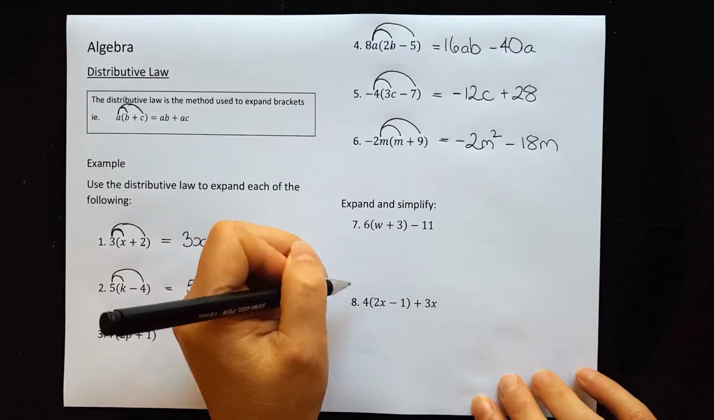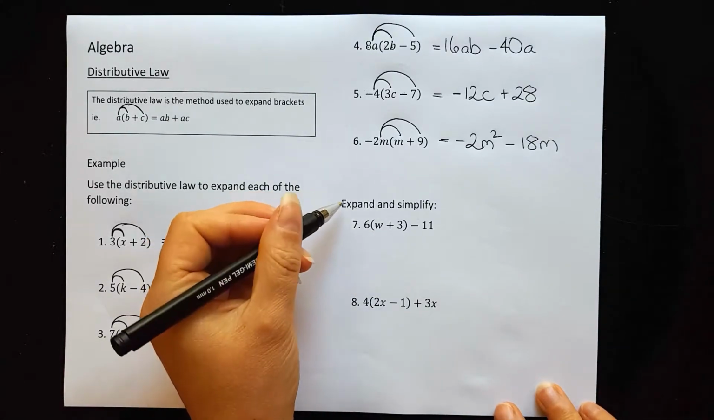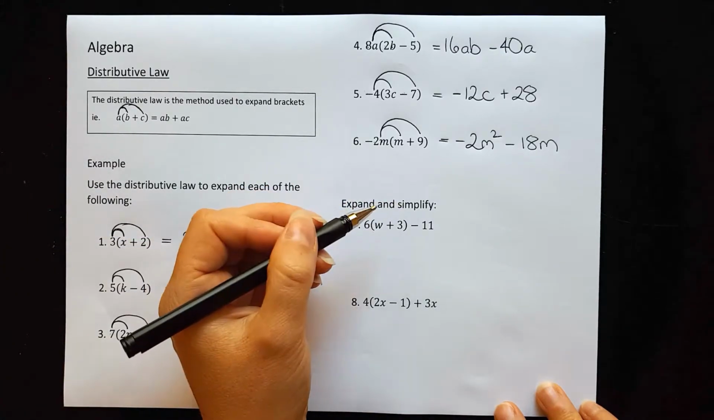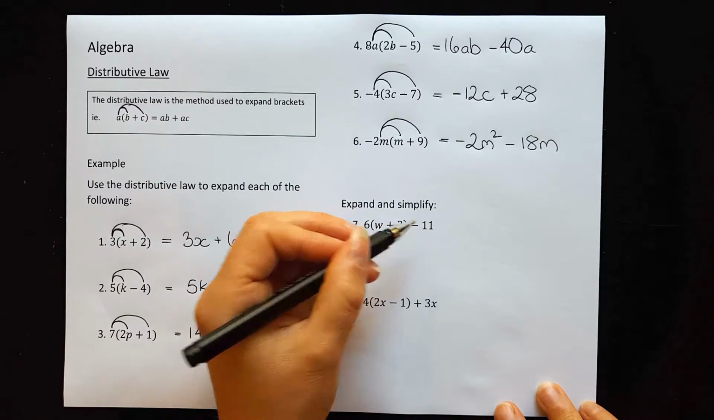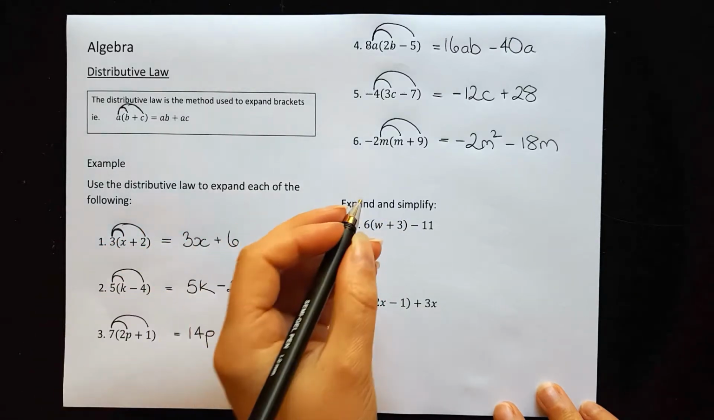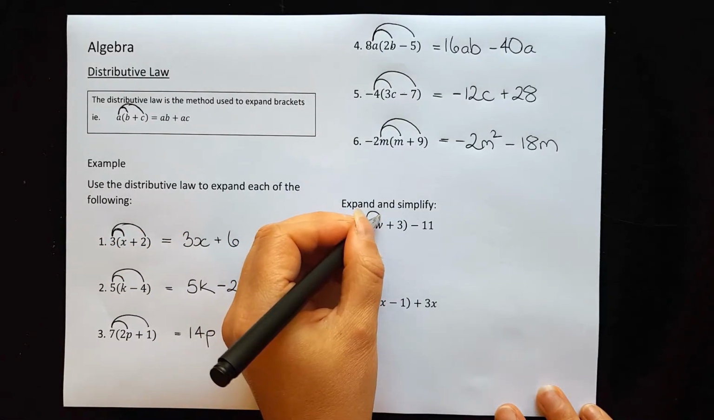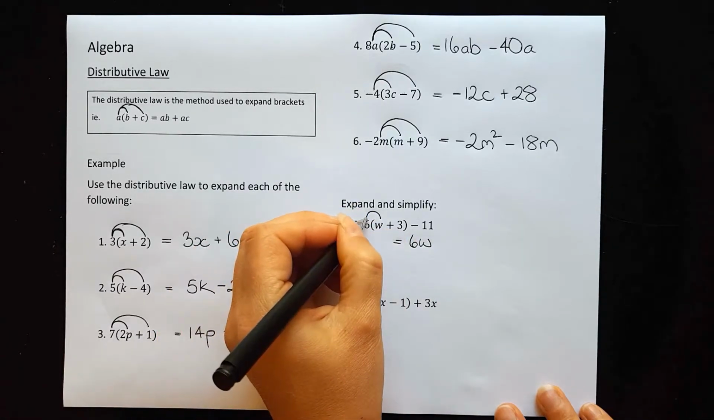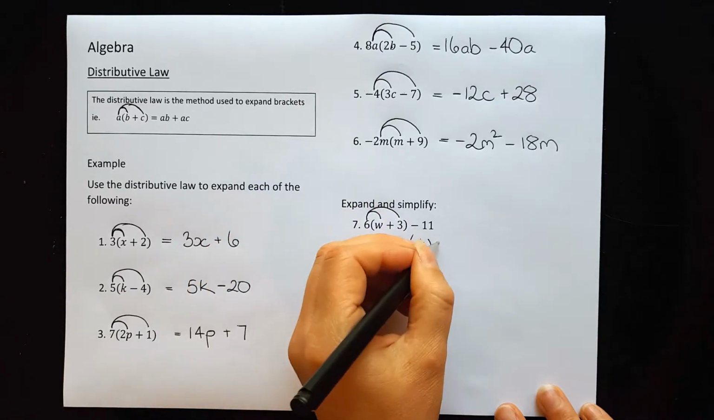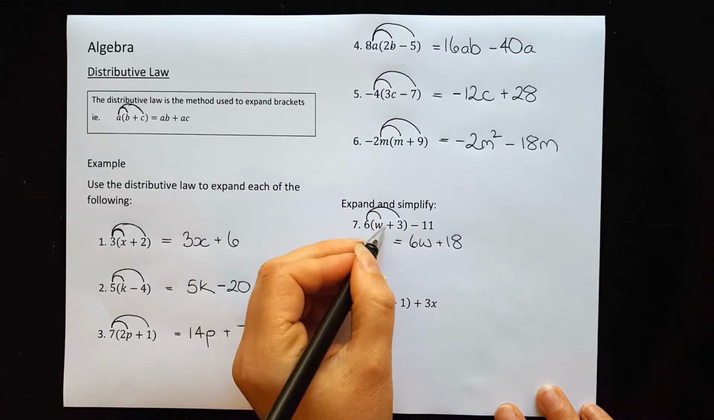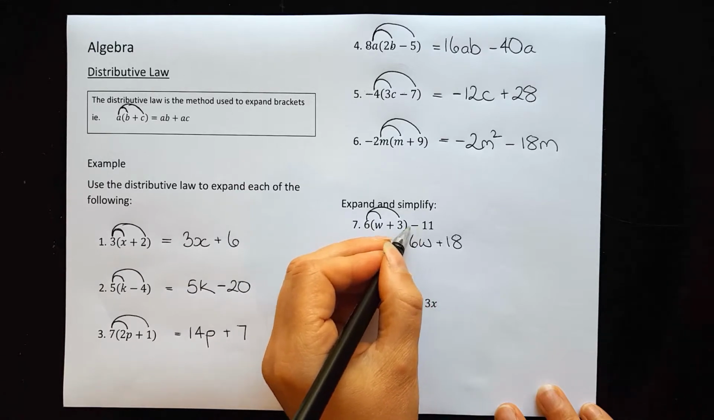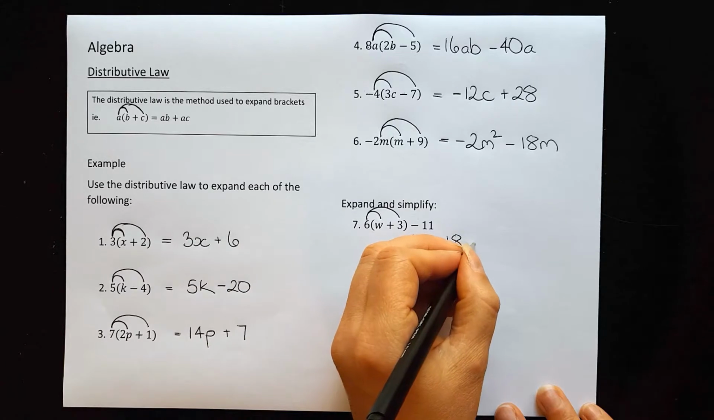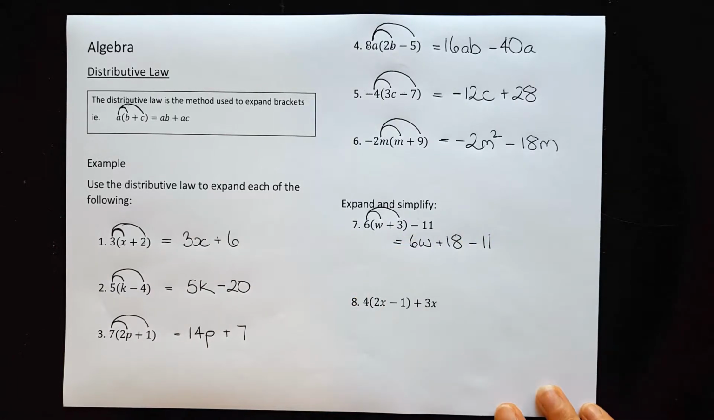For these last two questions on the page here, we need to expand using our distributive law, but then we'll also be able to do some simplifying with this number here on the end. Let me show you. So 6 times w makes 6w. 6 times 3 is 18. Okay, now that's the bracket expanded because this 11, it's not in the bracket, so it doesn't need to multiply with anything. It's just sitting at the end, minus 11 like that.